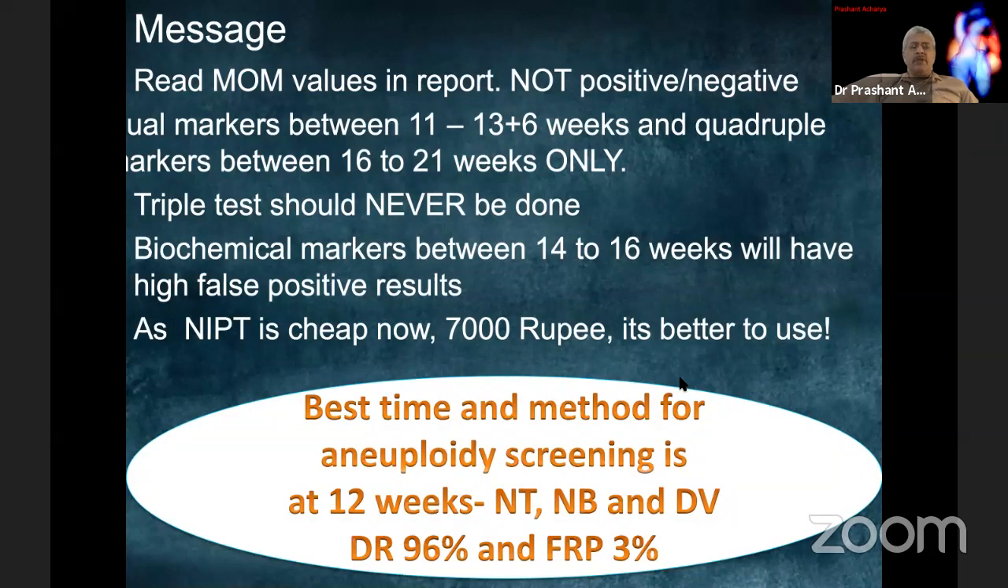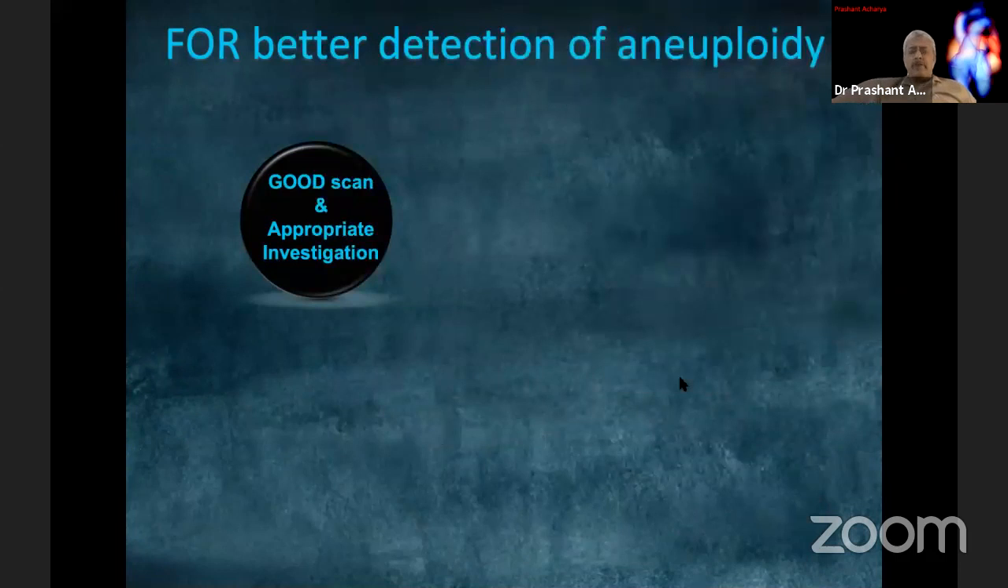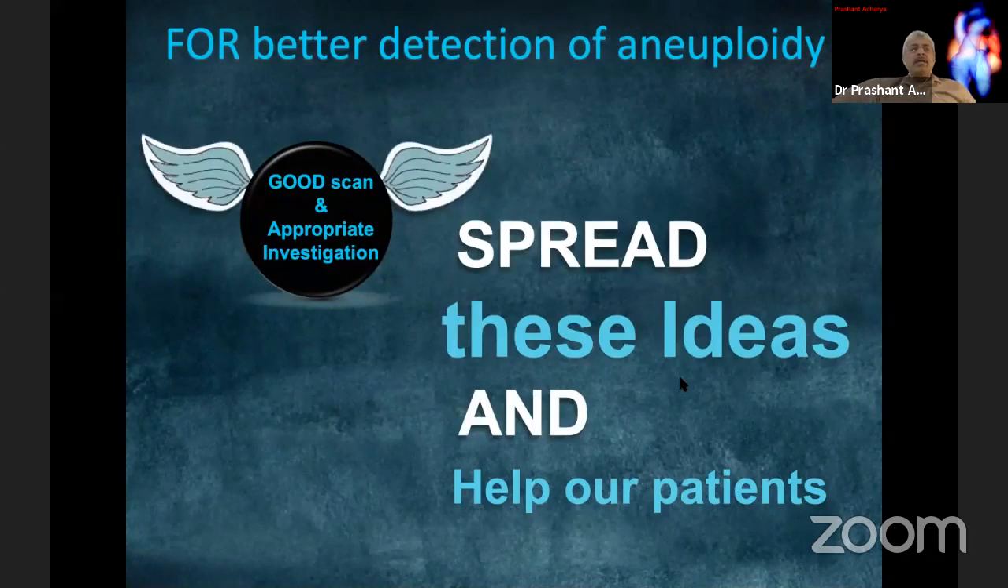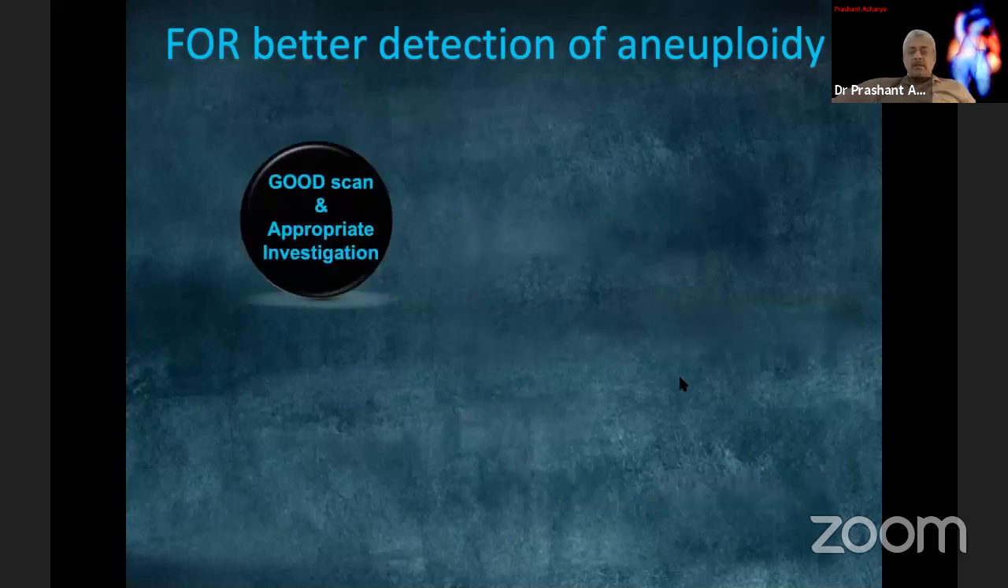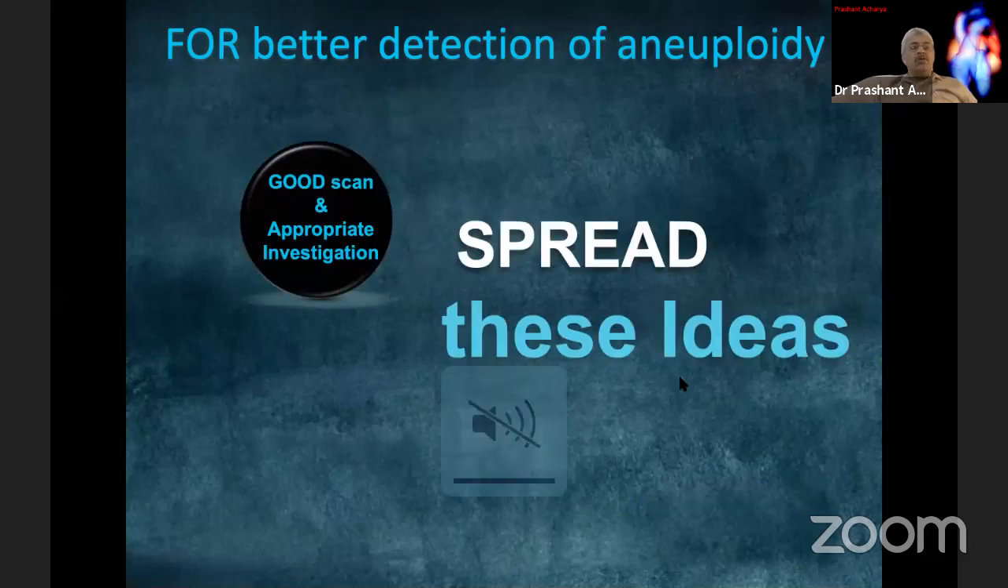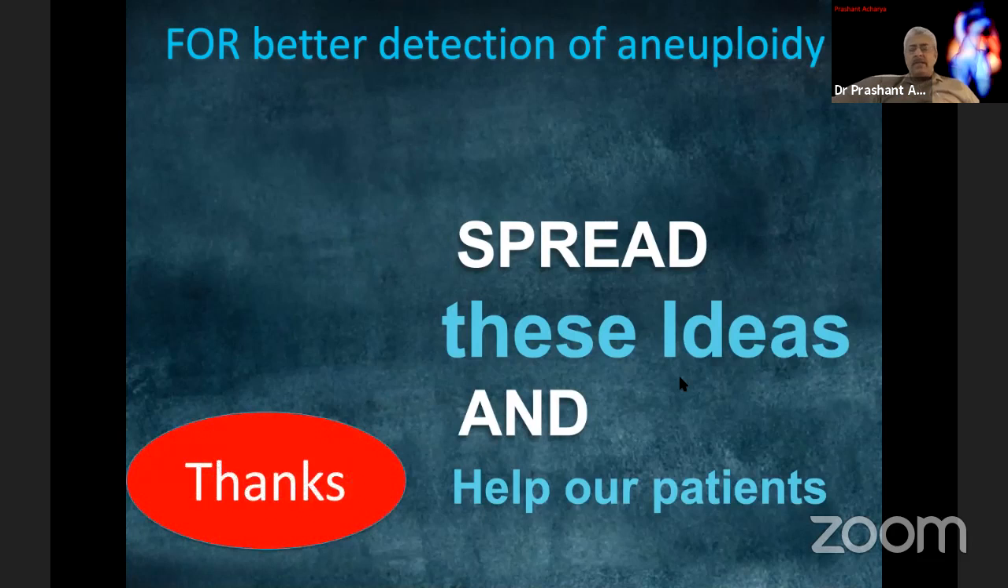The best time and method for aneuploidy screening is 12-week nasal bone and ductus venosus, which will give you 96% detection and 3% false positive rate. For better detection of aneuploidy, do better screening, a good scan, appropriate investigation, and that will give you an idea. Spread this idea, help our patients, and that's how we have to go for aneuploidy screening. Thank you very much for your patient hearing.